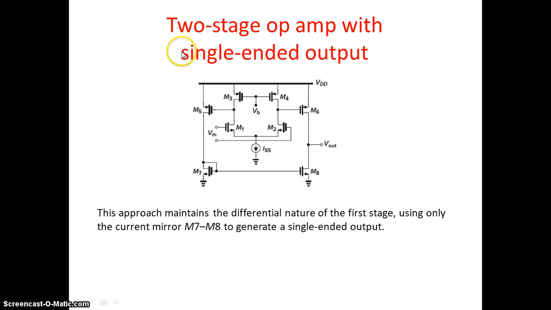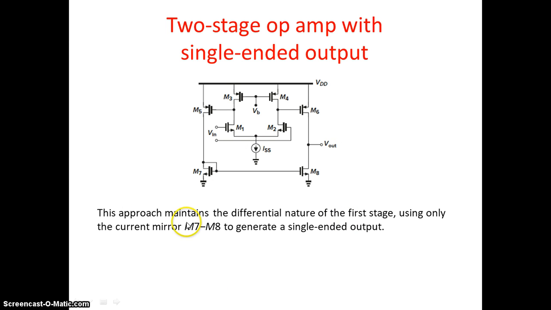Let us see a two-stage op-amp with a single-ended output. Here we want a single-ended output, meaning we are going to discard one of the output terminals and simply take the output from the other terminal. The input stage takes a differential input, but the output is produced single-ended. As you all know, single-ended output means we measure that output with respect to ground.